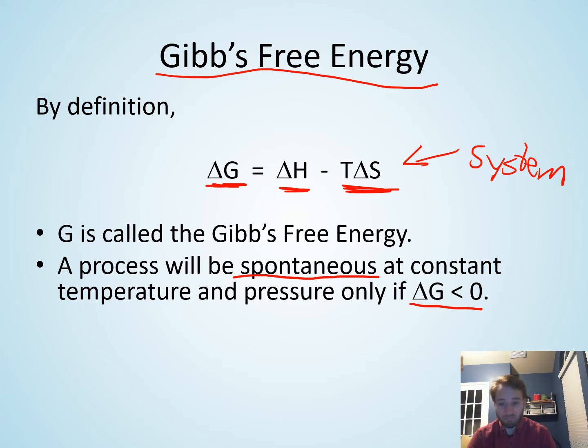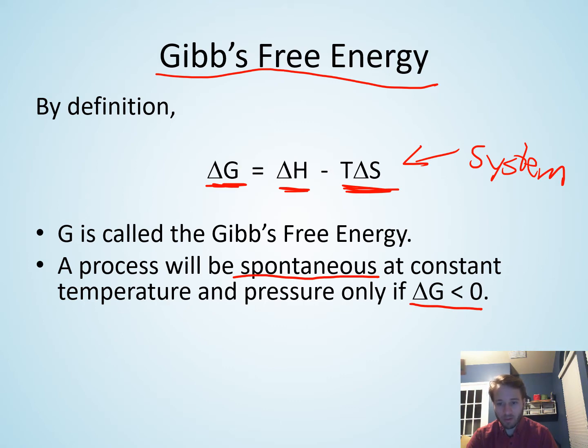Conveniently for us, when we do chemical reactions in the lab, we're under constant temperature and pressure conditions. So in chemistry, when we're focusing on our chemical reactions, we can just look at this Gibbs free energy change to measure whether or not something is spontaneous. It's purely a system quantity, where you're measuring the enthalpy change in the system and the entropy change in the system in order to calculate the Gibbs free energy.